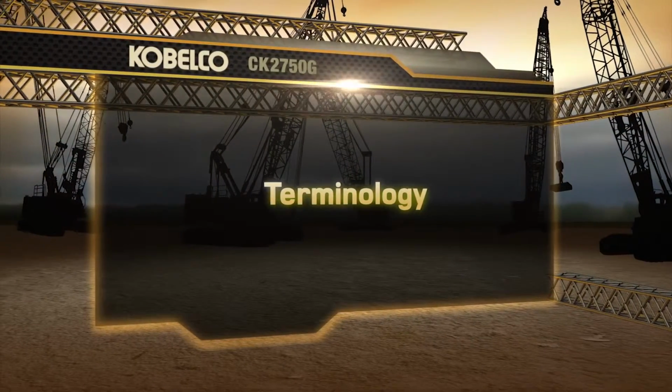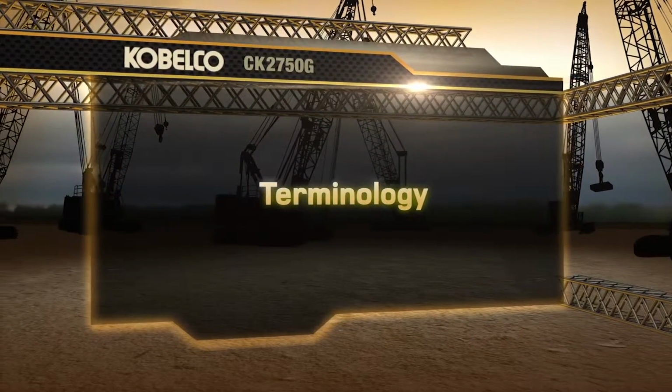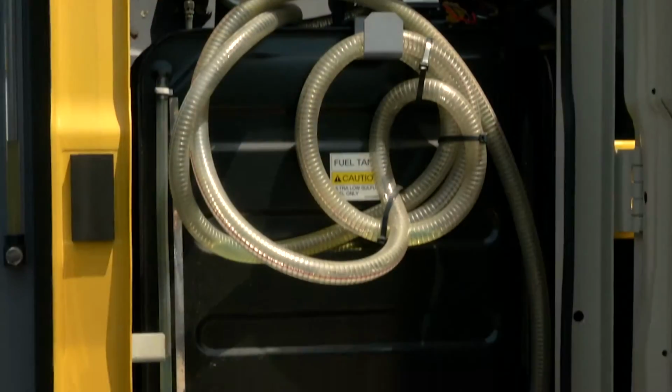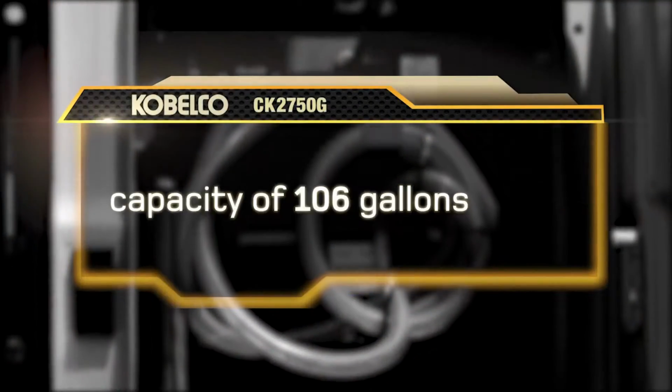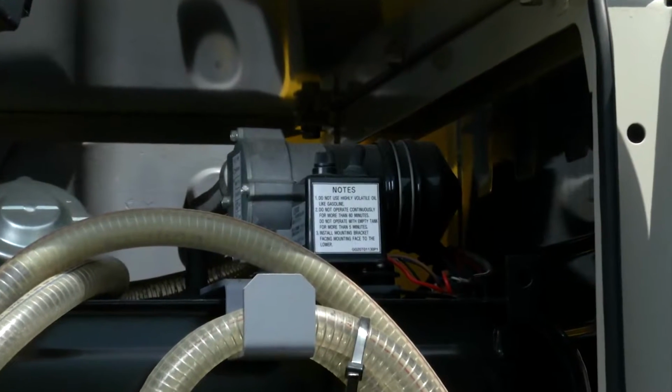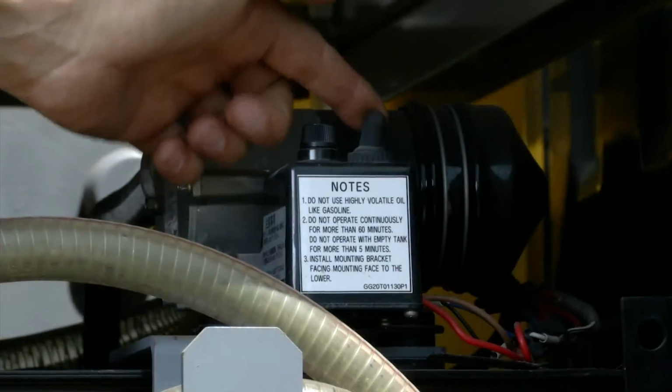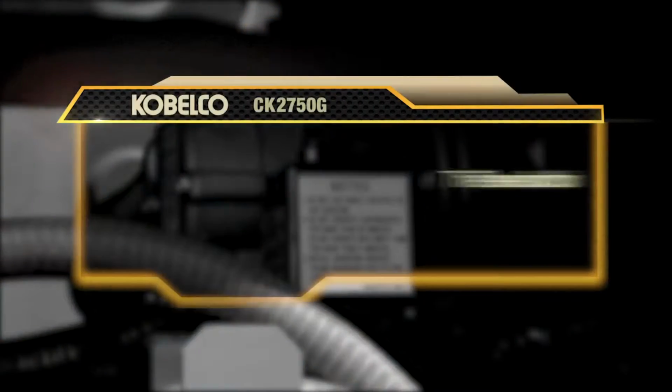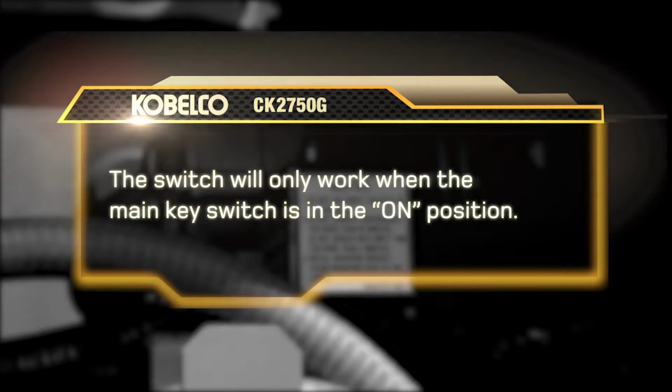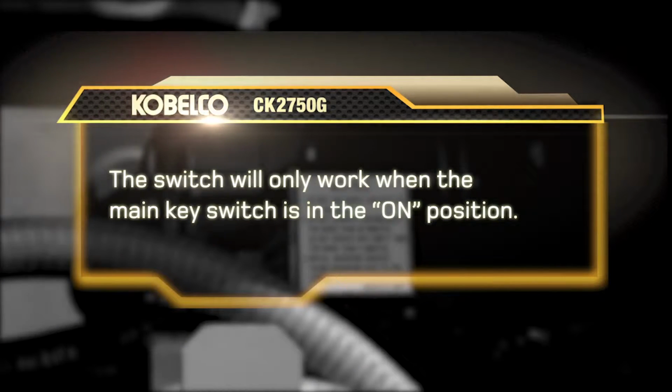This section will cover the terminology and location of components. Behind the operator's cab contains the fuel tank with a capacity of 106 gallons and optional auxiliary fuel transfer pump and the power switch for the transfer pump. The switch will only work when the main key switch is in the on position.